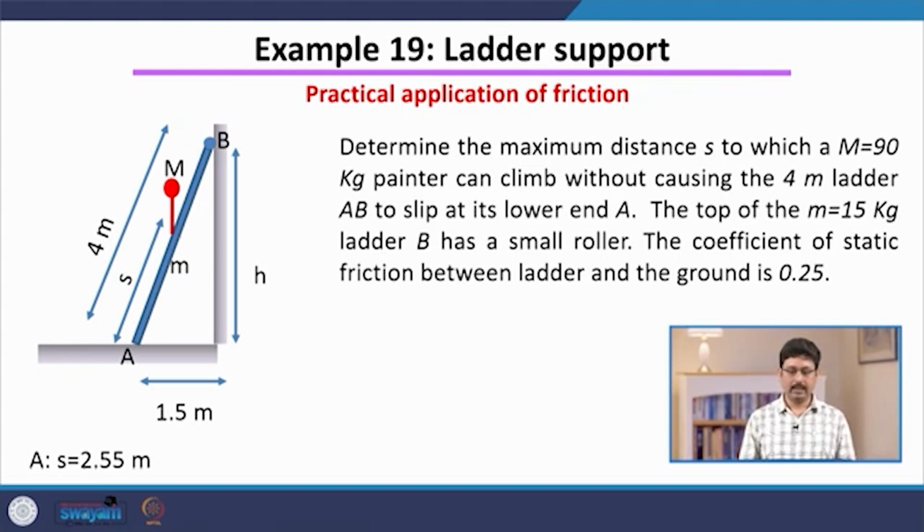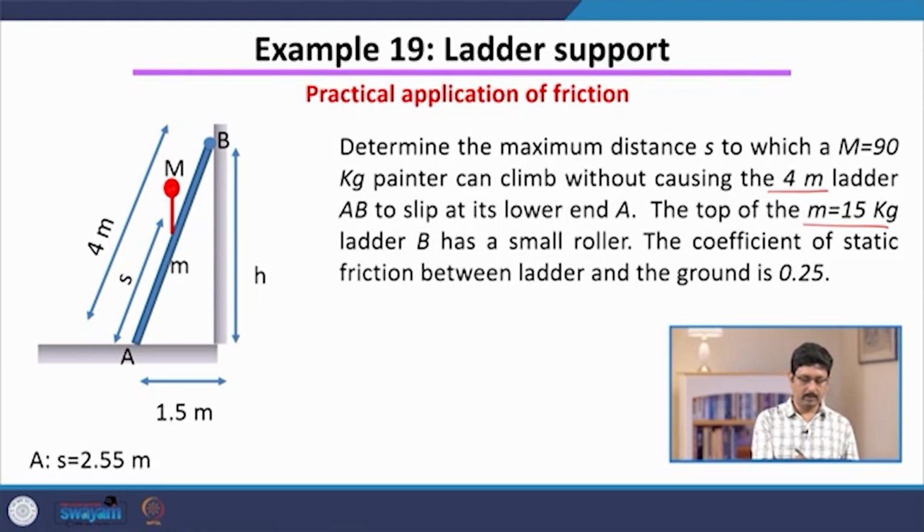Now, let us take another example, which is a simple application of friction in day to day life. This is something called a ladder support: the friction between a ladder and the floor. So, the problem is the following: there is a ladder AB whose length is 4 meters and mass is 15 kg, and it is at rest on these two surfaces, the floor and the wall, as shown.